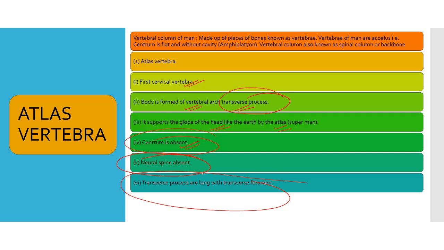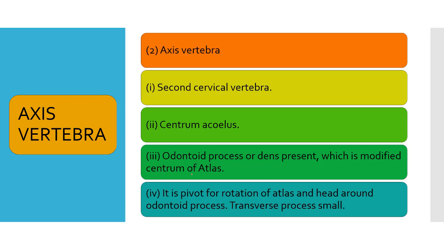The transverse processes are long with transverse foramen. They have a body which is formed of vertebral arch and transverse process. It supports the globe of the head like Earth by the atlas. Atlas is compared to a Superman, which basically helps to support the Earth.